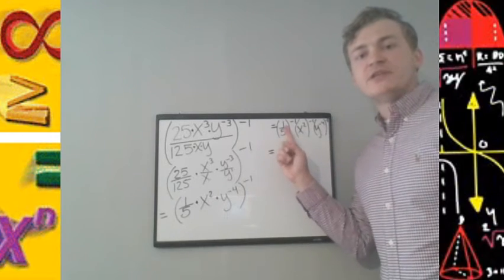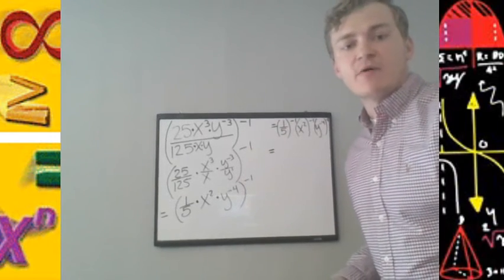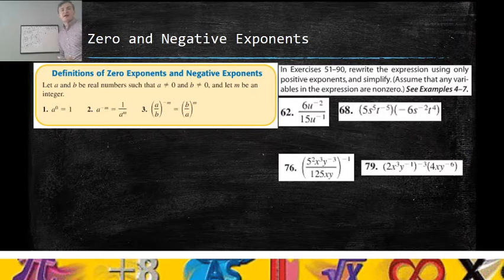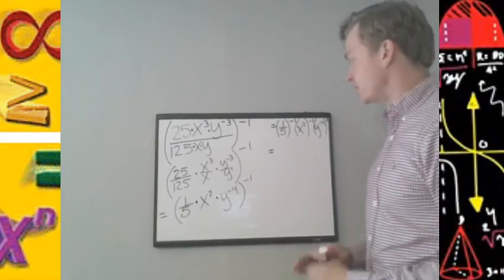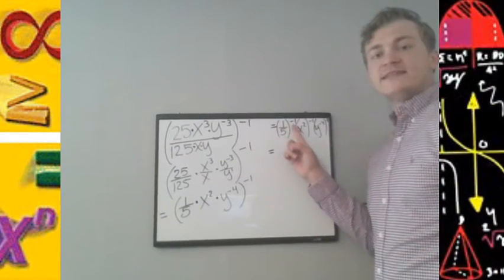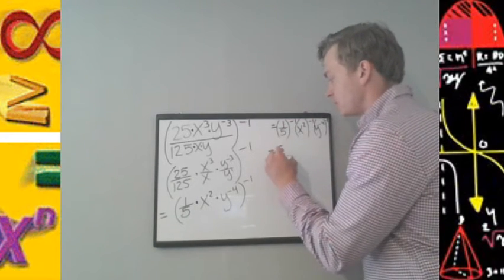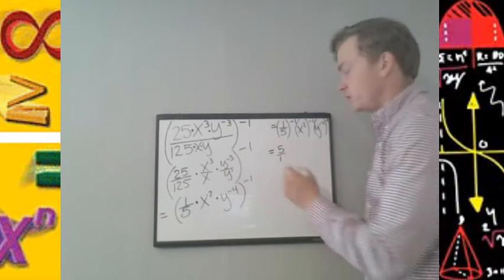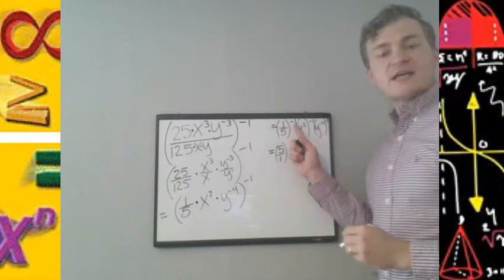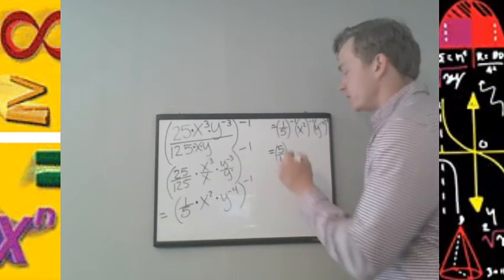I have a fraction with a negative exponent. Let's go back to the PowerPoint. Let's look there at number 3. Property 3 says if I have a fraction with a negative exponent, if I take the reciprocal, if I flip the numerator and denominator, I can change the sign of the exponent. 1/5 to the exponent -1, flipping that fraction, I get 5/1, and my exponent -1 becomes +1.